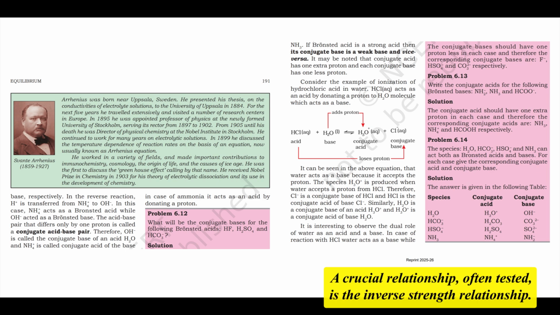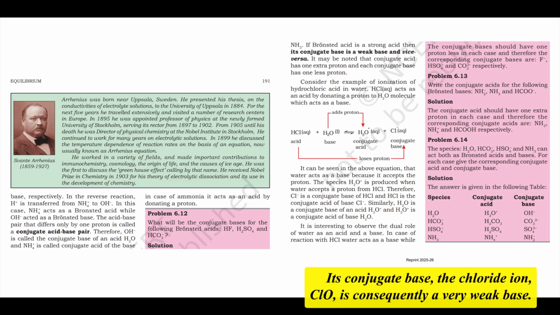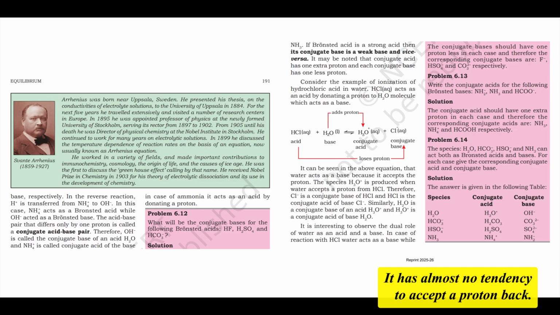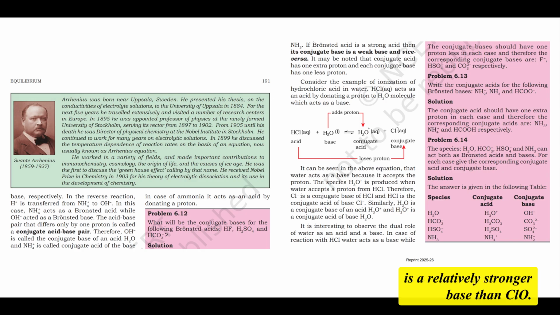A crucial relationship, often tested, is the inverse strength relationship. The stronger the acid, the weaker its conjugate base, and vice versa. For example, HCl is a very strong acid, meaning it gives up its proton very easily. Its conjugate base, the chloride ion, Cl⁻, is consequently a very weak base. It has almost no tendency to accept a proton back. Conversely, acetic acid is a weak acid. Its conjugate base, the acetate ion, is a relatively stronger base than Cl⁻.